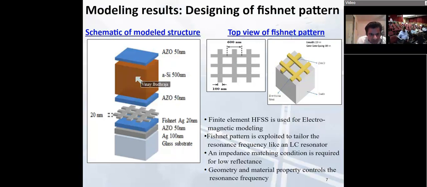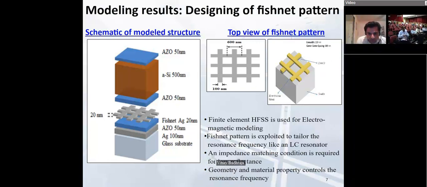Here again in the figure you can see the thin film silicon solar cell. We take the PIN layers together and call it one semiconductor layer, and we make the fishnet pattern, and we first simulate it to optimize the line and the pitch size. For that we use the finite element software HFSS, which does the electromagnetic modeling, and that fishnet pattern is exploited to tailor the resonance frequency as in an LC resonator. As in the LC resonator, it has some resonance frequency. This pattern also creates that resonance frequency. At that resonance frequency, it resonates the light and enhances the absorption.